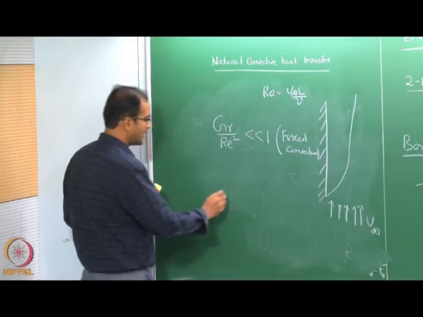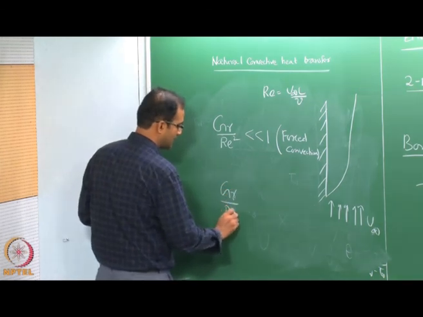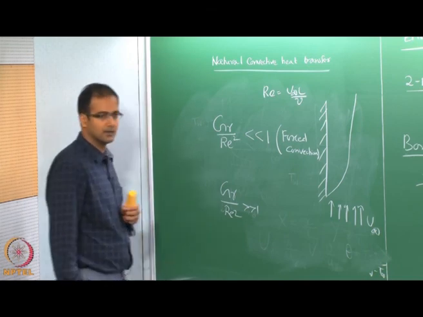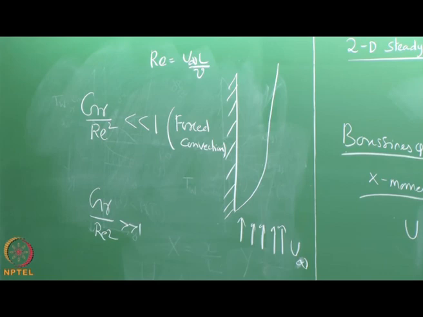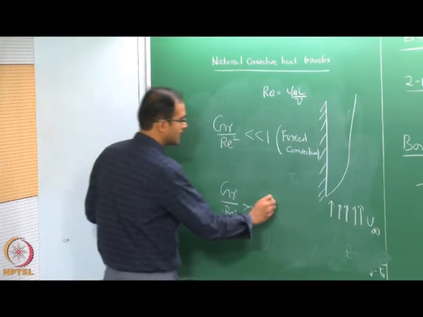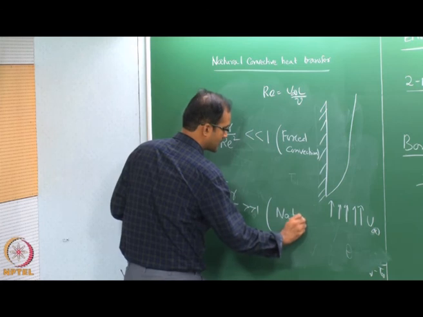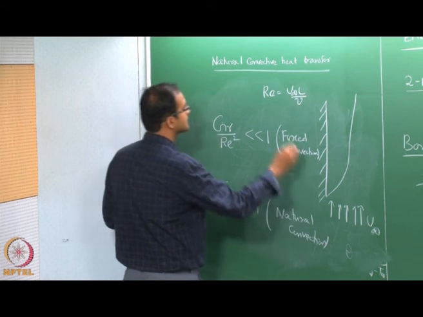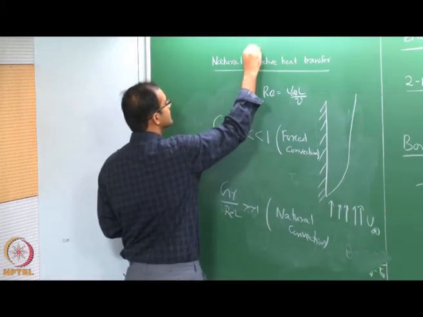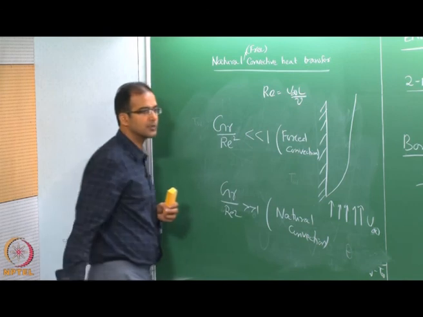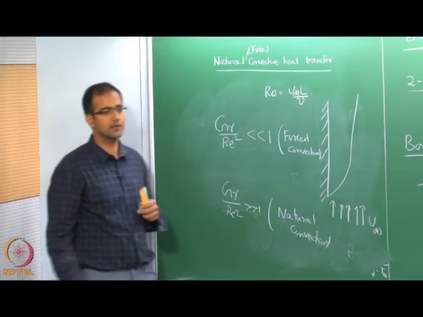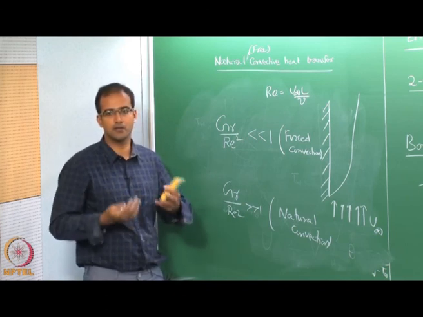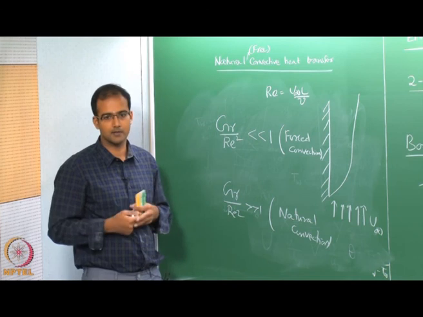So, in this case when Grashof by Re square is very small, you ignore your natural convective effects, buoyancy effects. On the other hand, if your Grashof by Re square is very large, that means your buoyancy force is dominating your bulk motion. So, here this will be your natural convection. By the way, the other name for natural convection is called free convection. Since you are not putting any effort in making this convection happen, it happens naturally, and therefore, it is called free convection.